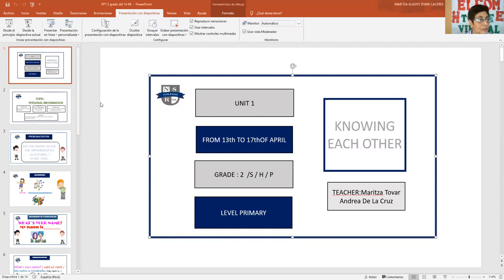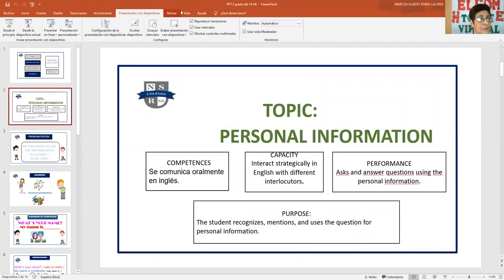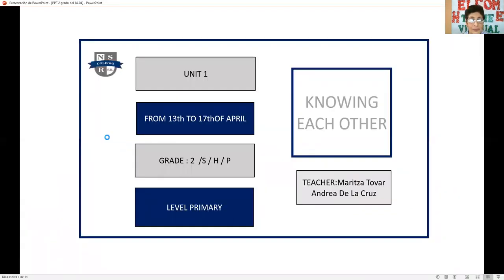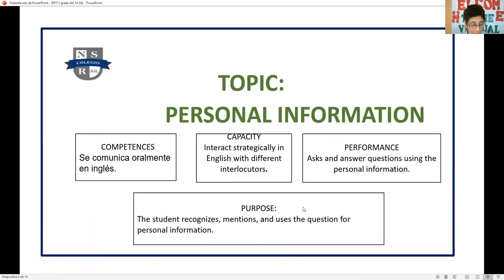Okay. Here, on the next slide, we have the name of the topic. The topic says personal information, okay? Have confidence, capacities, and performance. The purpose of this class is that the students recognize, mention, and use the question for personal information. Okay? You must be prepared to ask and answer a question.